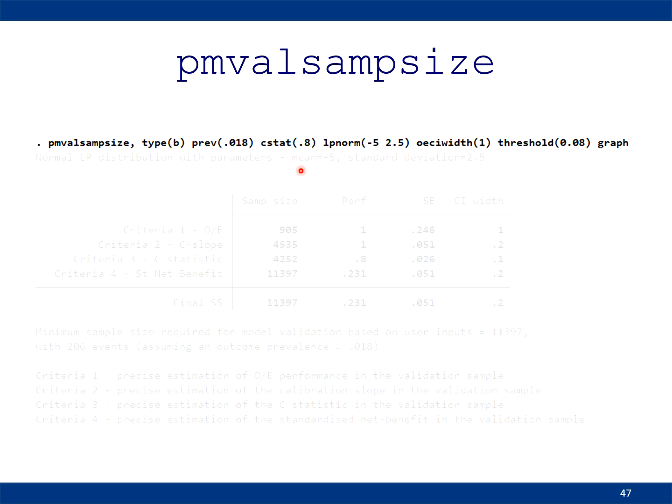And one of the most critical elements for the validation sample size calculations is specifying the distribution of the linear predictor of the model in the new validation sample. This is for criterion 2, estimating precisely the calibration slope. Now this is particularly tough, and we wish that there were better reporting of the linear predictor distribution in model development studies, as this would really help inform sample size calculations for validation studies that follow.